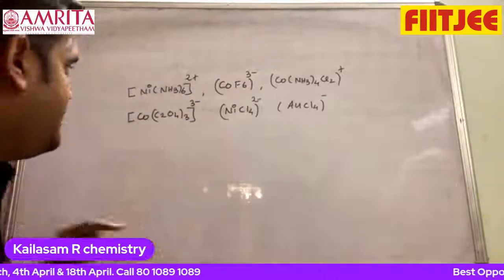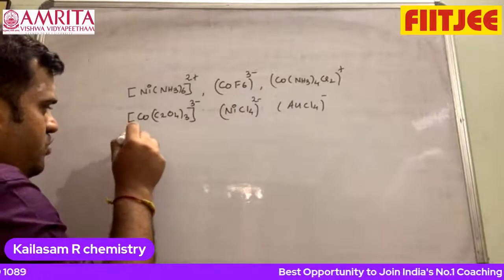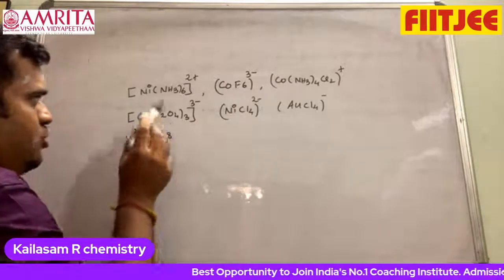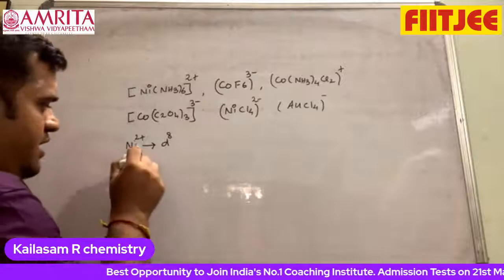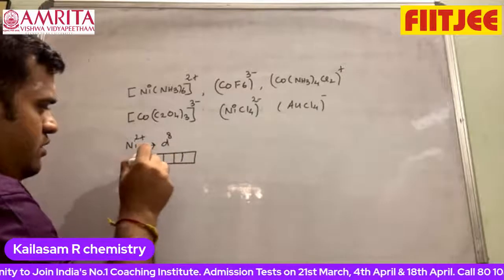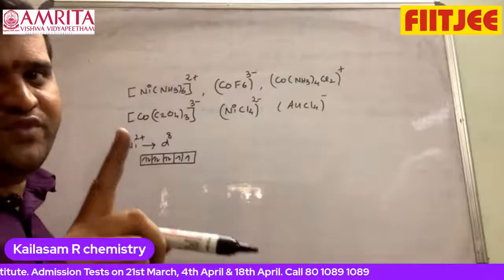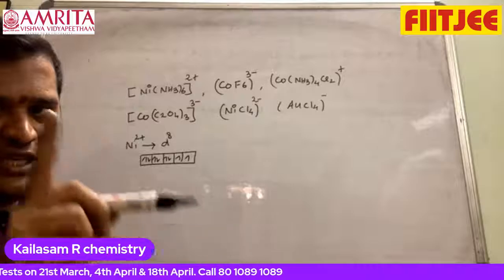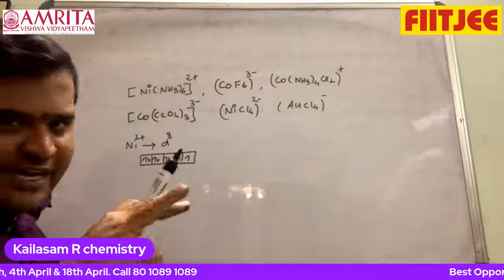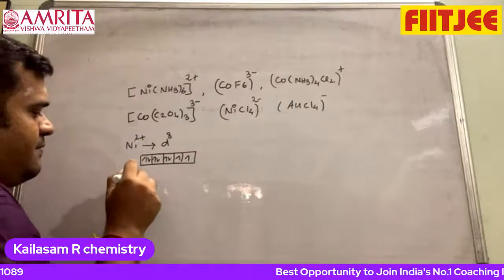Ni(NH3)6. What is nickel? Go with that. Ni2+ is what? d8. I told you that d8 means how it is going to fill. This is what is going to fill, 1, 2, 3, 4. That's all. I told you, irrespective of the ligands, if d8 configuration, irrespective of the ligands, pairing does not take place. Therefore, the first one is paramagnetic.